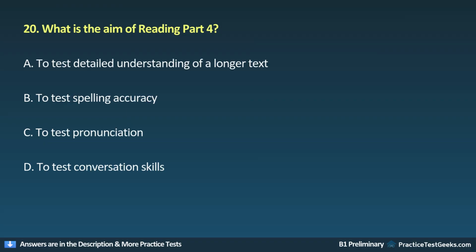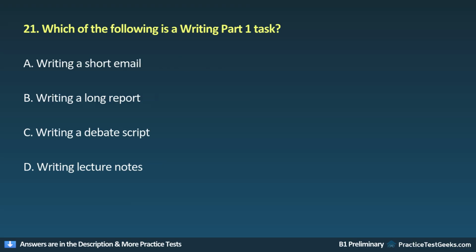20. What is the aim of reading Part 4? A. To test detailed understanding of a longer text. B. To test spelling accuracy. C. To test pronunciation. D. To test conversation skills.